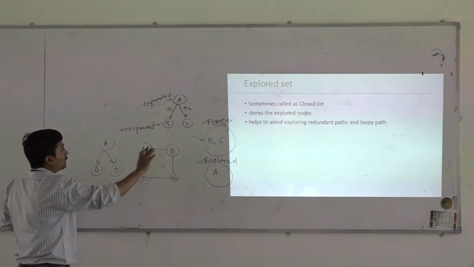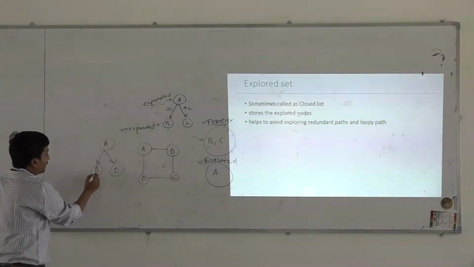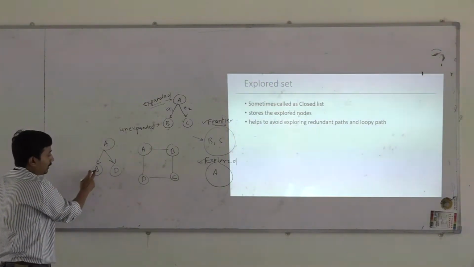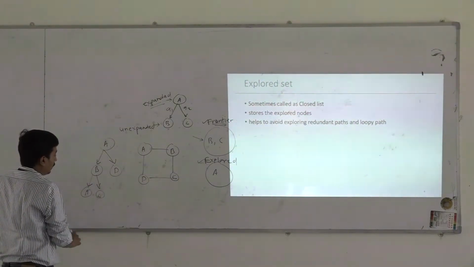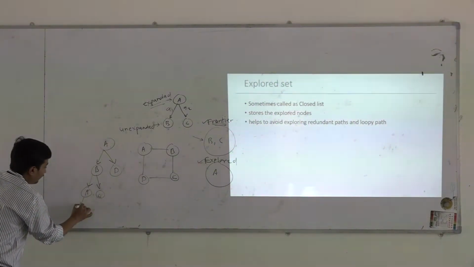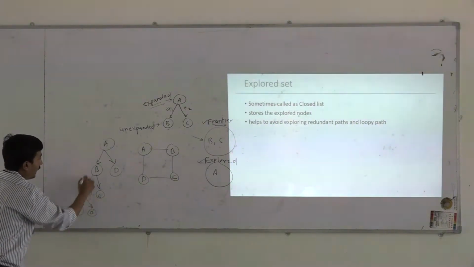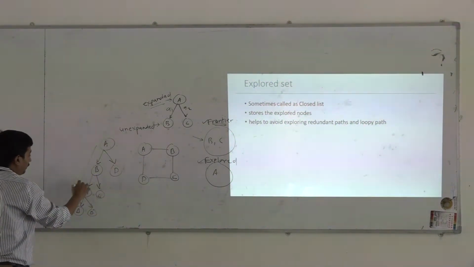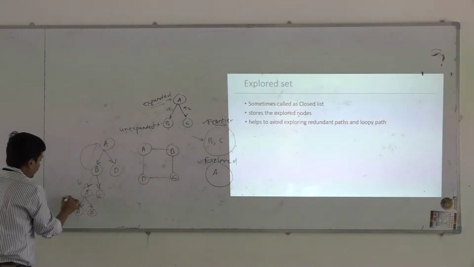Now consider we are not maintaining an explore set. So now we have visited B. Who are the neighbors of B? Again we have A and again we have C. And again we are revisiting A, and then again we will explore B and D. We are falling into a loop, right? So this path will be infinite.